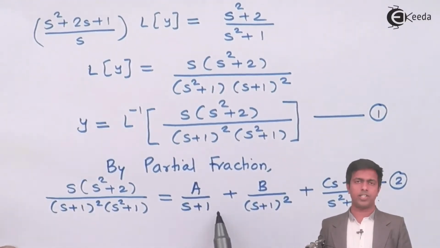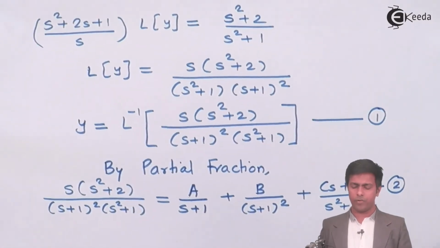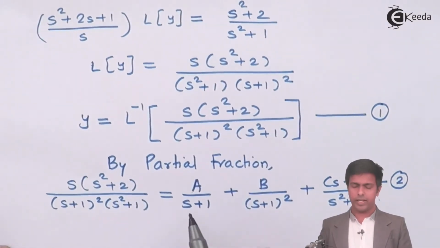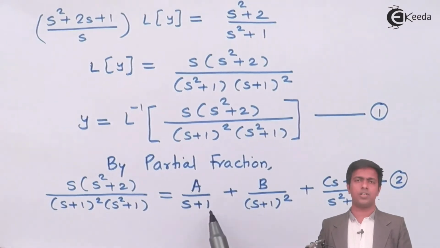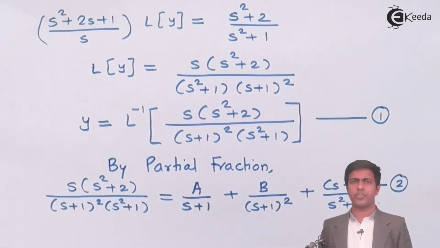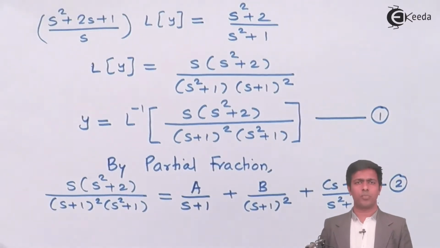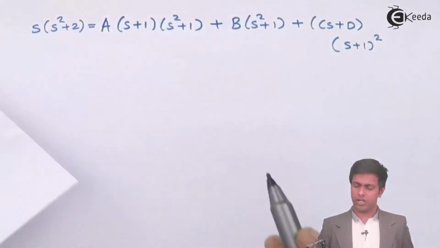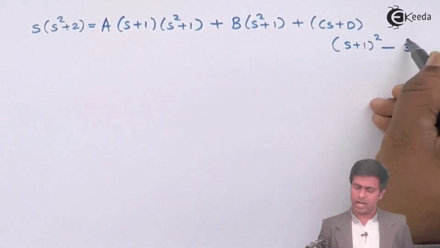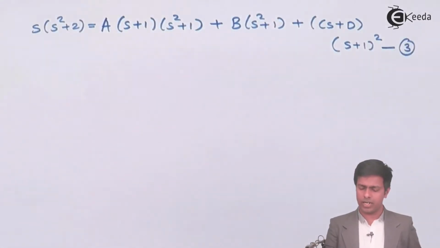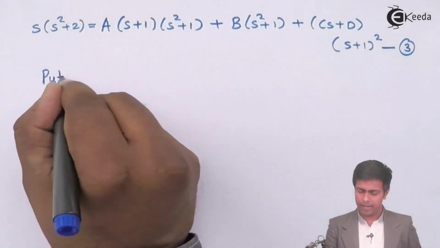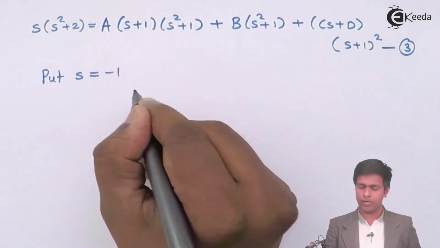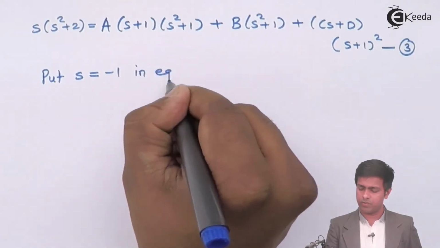So s plus 1 is 0. We all know that whenever we want to find out the value of a, we treat this denominator as 0. So I'll treat s plus 1 as 0 and that becomes s equal to -1. So I'll put s equal to -1 in equation number 3 and we'll find out the value of the constant. So here I'll say put s equal to -1 in equation number 3.